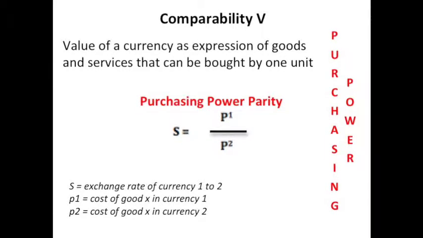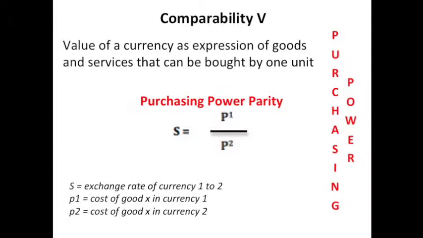the value of a currency as an expression of goods and services that can be bought by 1 unit. Meaning you have 1 unit, that's the money we are talking about, and then the question of what can we buy for it. So you have all these data there. S is the exchange rate of two currencies. And this is why it is important for comparability as well, meaning what can you buy in one country for 100 yuan, and what do you have to pay for the same item if you buy it in another country.